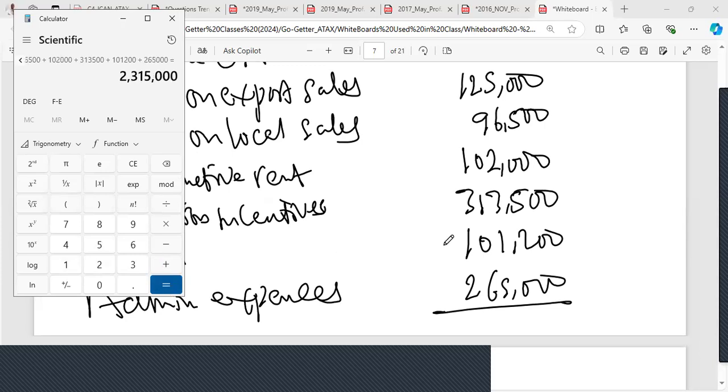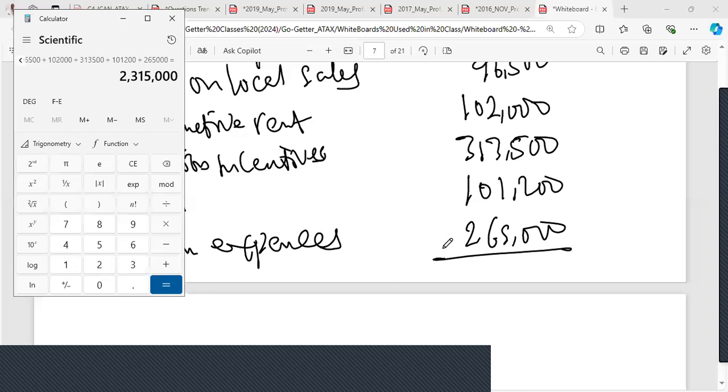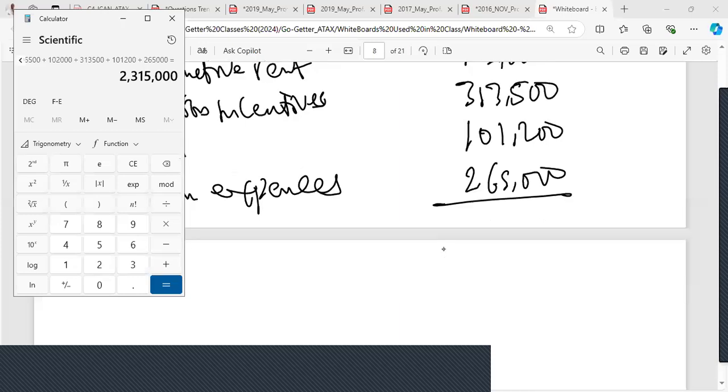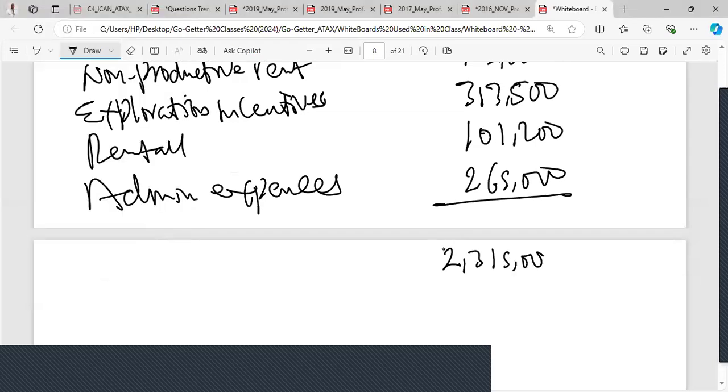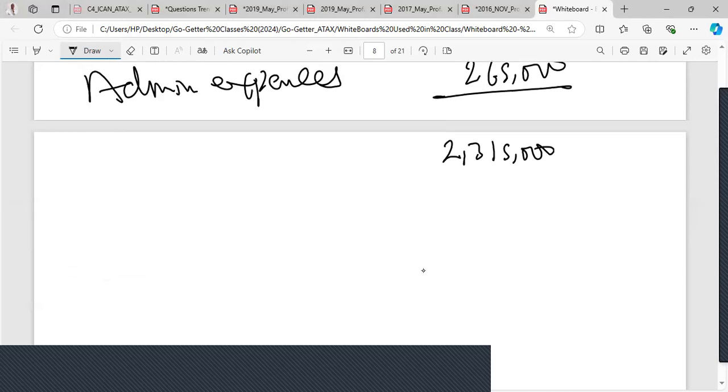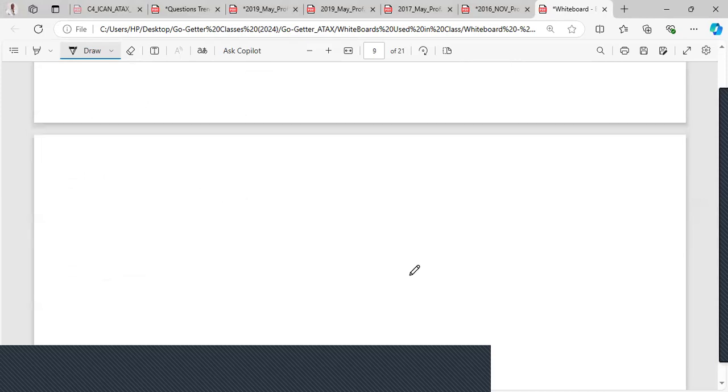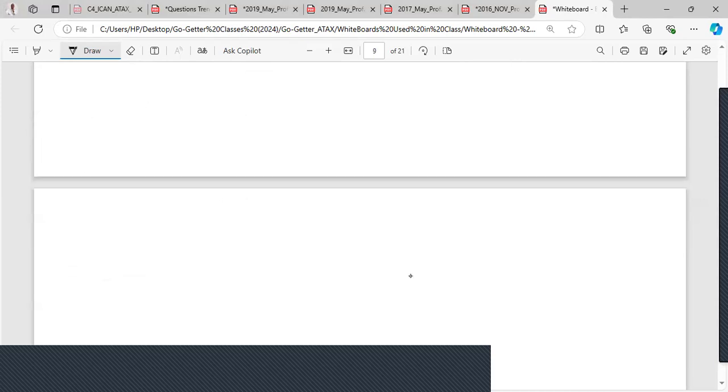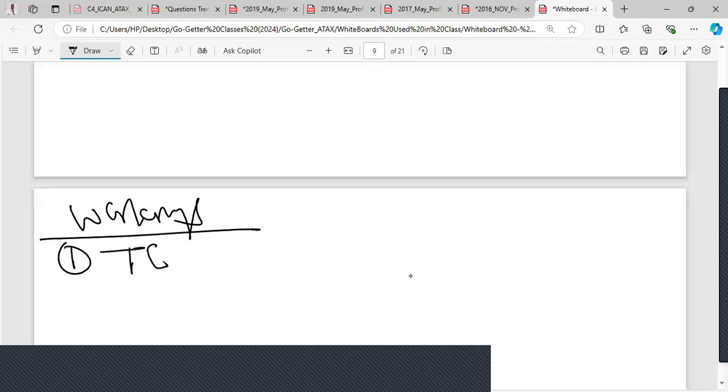All right, at this point, our total allowable expenses is 2,315,000. Of course, we will now need to put in our tertiary education tax. When you do workings 1, I will go to the next page to do your workings. Workings 1, tertiary education tax.